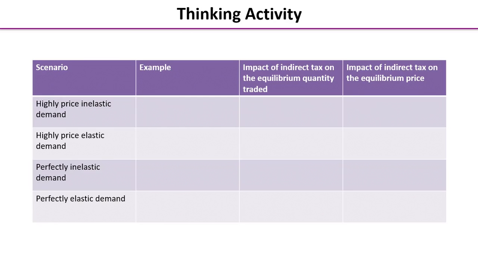You then might want to do some quick sketches on a spare piece of paper to see what is likely to happen if you impose an indirect tax and shift the supply curve up on the equilibrium quantity and the equilibrium price. It'll probably take you a good 5 minutes or so to work through this, so just pause that video right there on your screen and then restart it when you want to take a look at our answers to just compare them with yours.